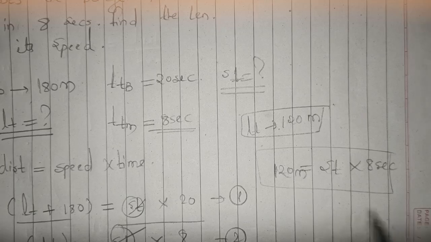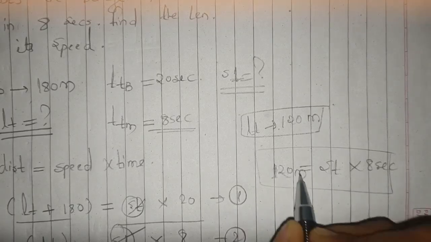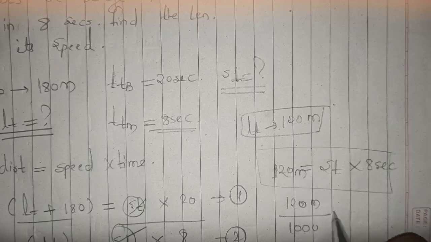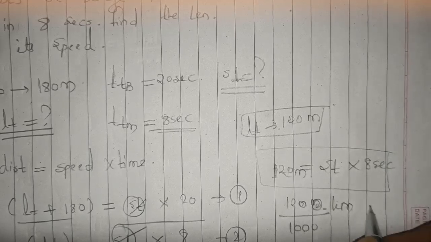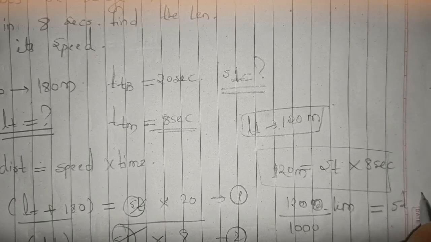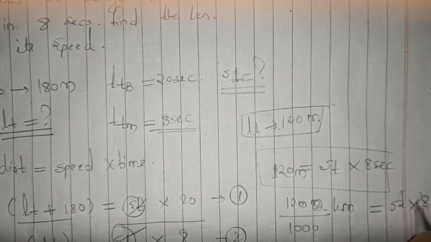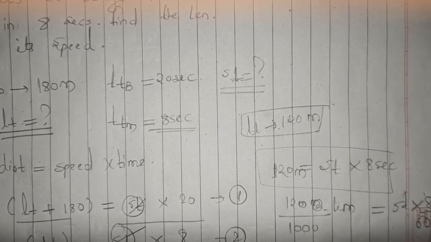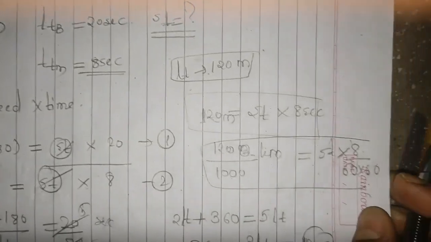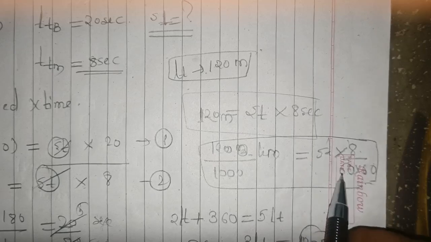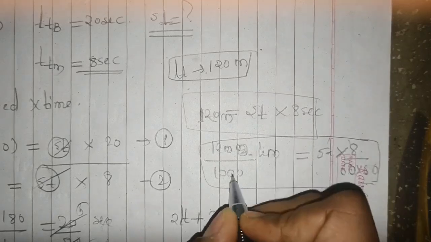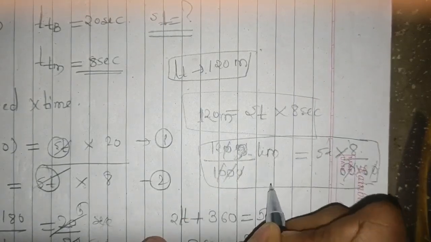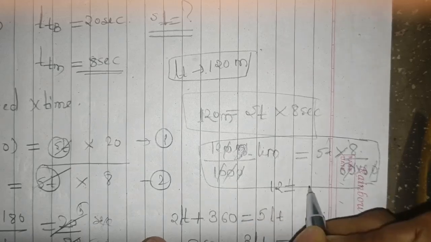So it is 120 meters, that is 120 by 1000 kilometers, equal to ST into 8 seconds, right? 8 seconds by 60 into 60, that would be in hours. Now when we solve this particular equation, I hope you understood what I have written here: 8 by 60 into 60. Just solve this. If we solve this, 12 is equal to 8 into ST upon 6.